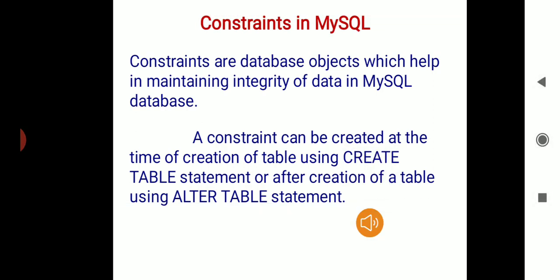We are going to discuss the constraints used in MySQL. Constraints are the database objects which help in maintaining the integrity of data in a MySQL database. As a result, the constraints help in maintaining the consistency of data in a database. A constraint can be created at the time of creation of a table using the create table statement, or after the creation of a table using the alter table statement.